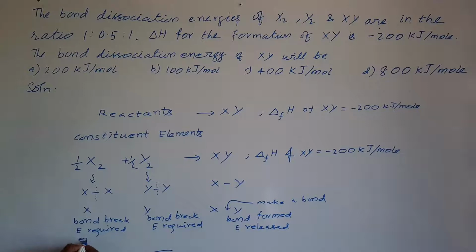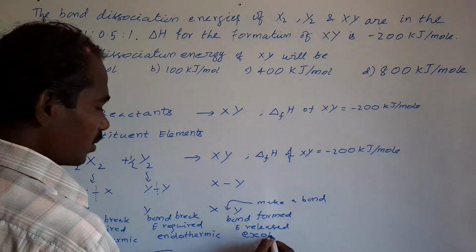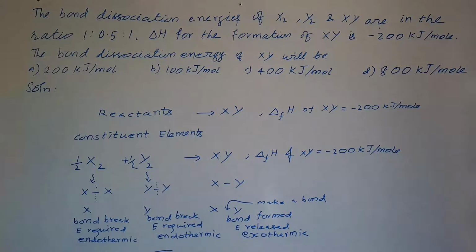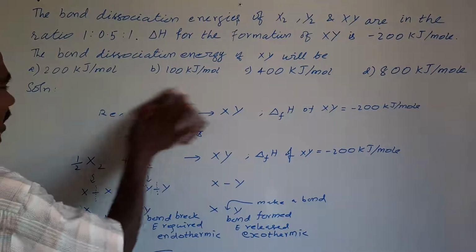Energy required means it is endothermic. Here energy is required, therefore it is endothermic. Here energy is released, therefore it is exothermic. Now we will see the relation between delta H and bond energies.